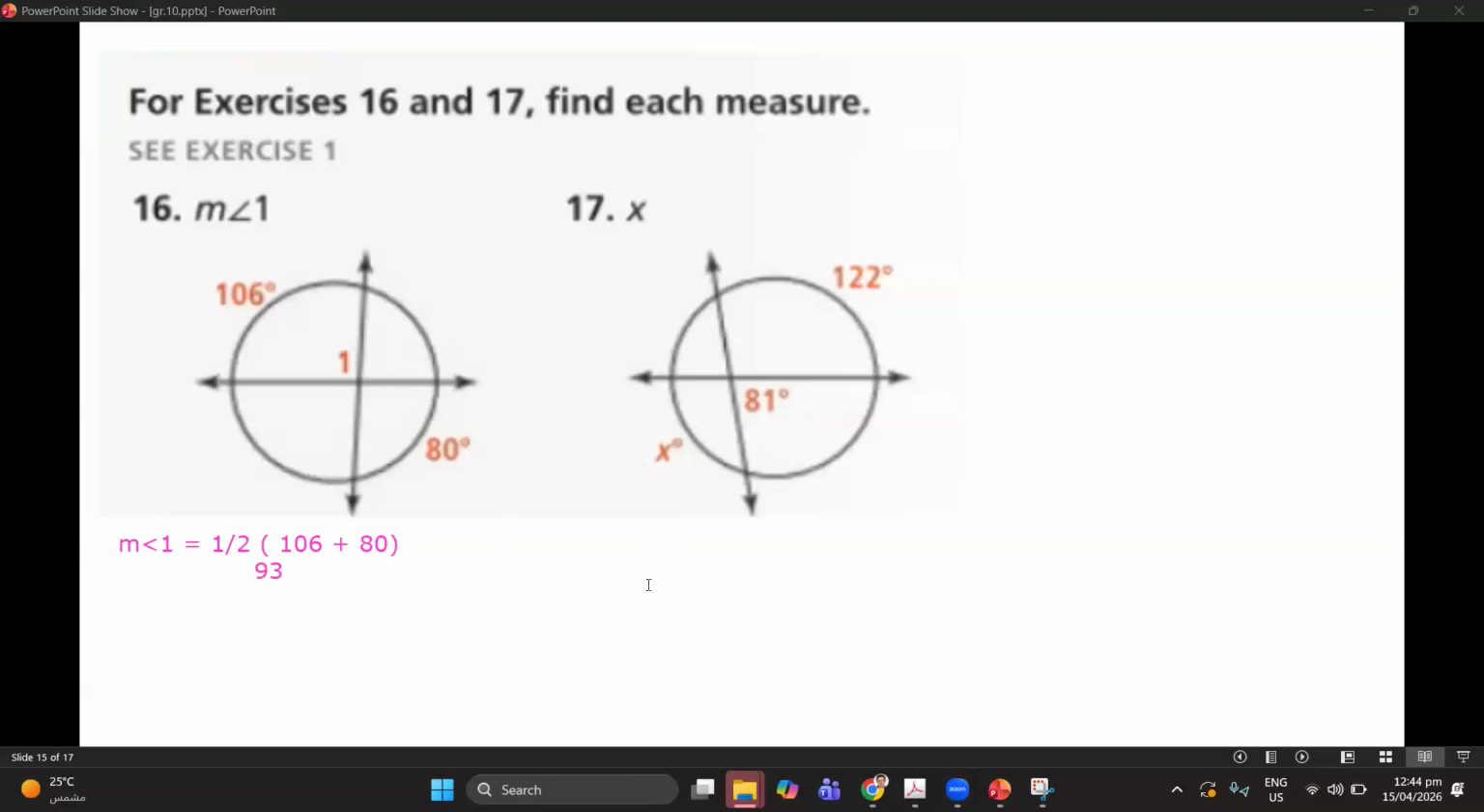Here now, how can I find x? 81 equals half of 122 plus x. Thank you. Then multiply by 2 on both sides. What do you get? 162 equals 122 plus x. Then x will be 40. Thank you.